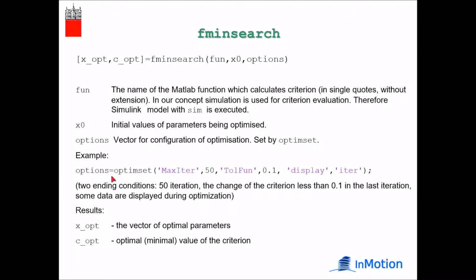The results of the optimization are the output parameters xopt, this is the vector of optimal parameters, and copt, this is the optimal minimal value of the criterion.